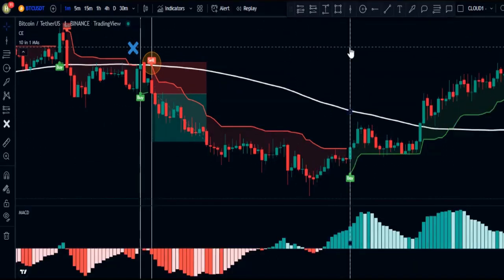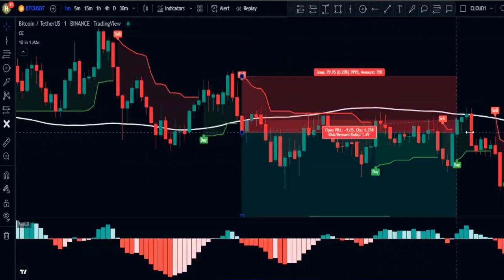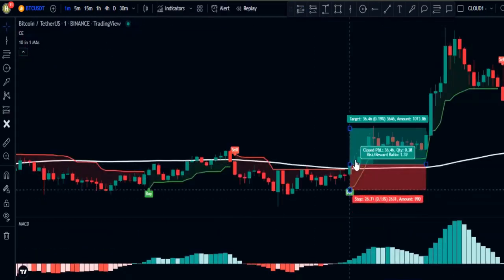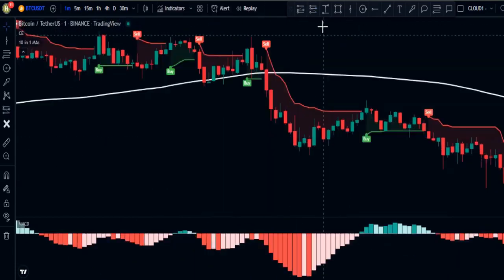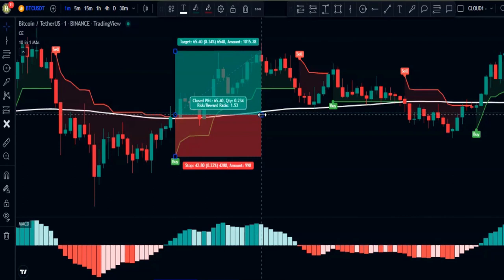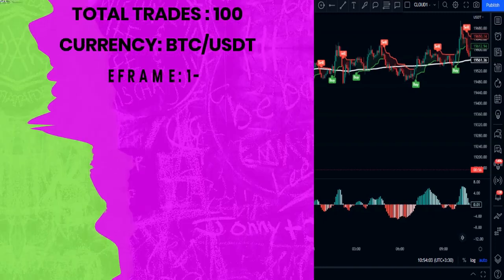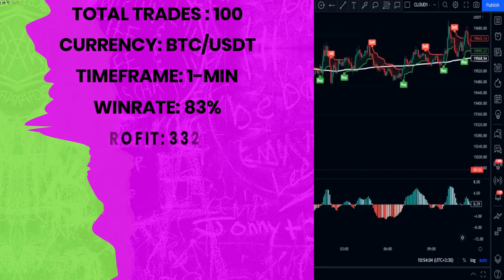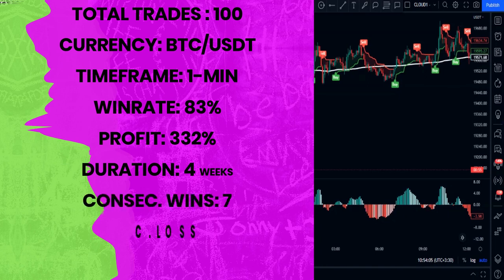Alright, now let's do the backtesting. Alright then, here's our result. The win rate of the strategy was 83% and we increased our balance by 332%. I found those 100 setups within just 4 weeks, and I had 7 consecutive wins against 2 consecutive losses during the backtesting.